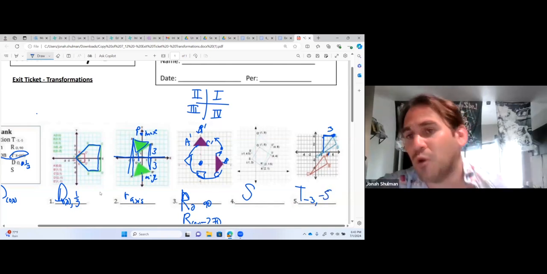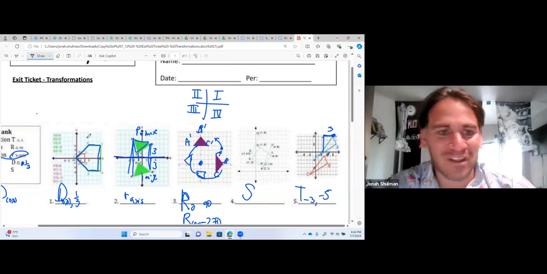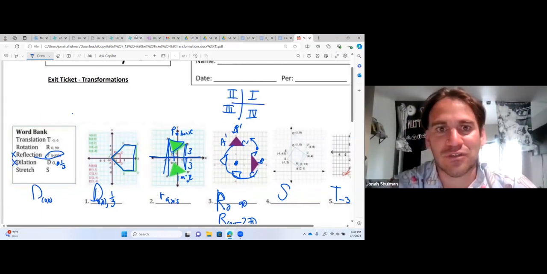So one mistake. One mistake in the exit ticket. We're all human, right? We all make mistakes. All right, so let me show you the rubric.